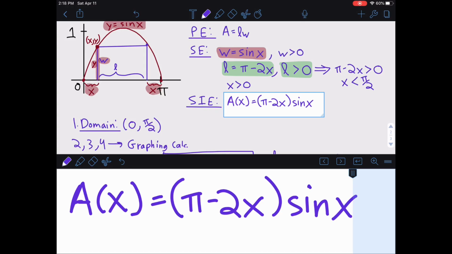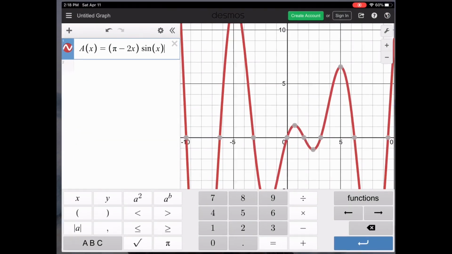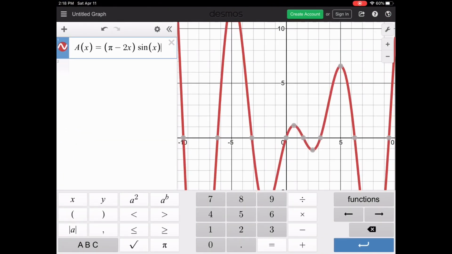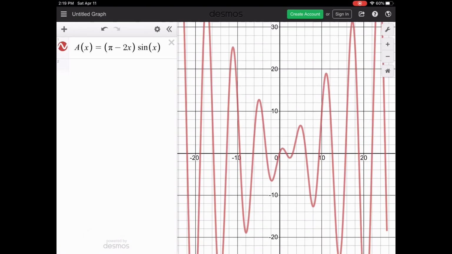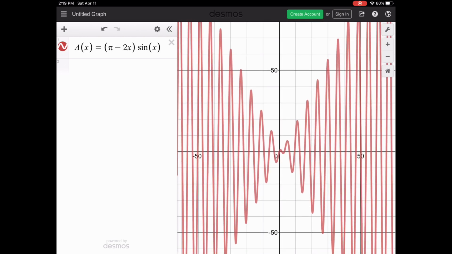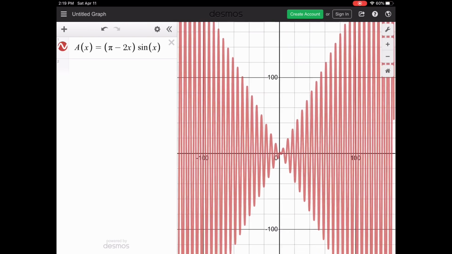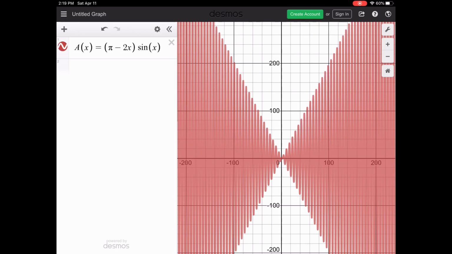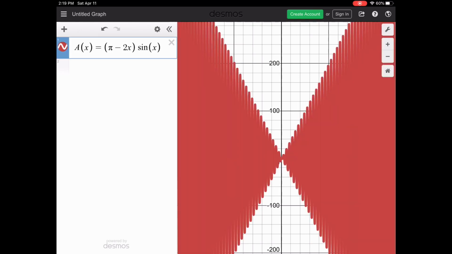So I'm going to go to Desmos, and I already have it graphed here. Wonderful. So A of x is equal to pi minus 2x times sine of x. And one thing you'll notice right away looking at this graph is there's a few maximums here, right? If I zoom out, just to show you how many maximums there are, there's a few maximums here we could be talking about. Can I even touch any of those? Nope, there's too many, okay?